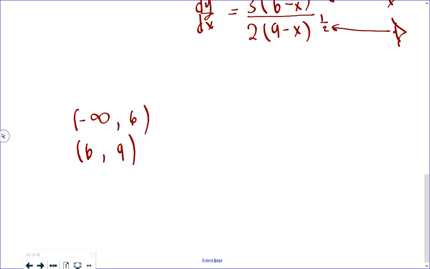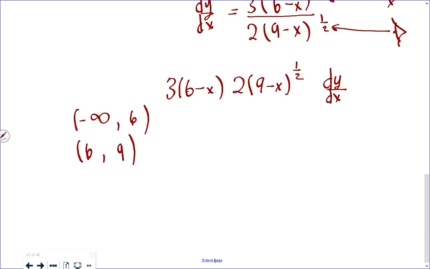Okay? Across the top, we are going to put 3 times 6 minus x and 2 times 9 minus x to the half. I know you know that the derivative is not the product of those things. But if what we're trying to find is whether the derivative is positive or negative, when you divide these factors or multiply them, the rules are the same. If the top is negative and the bottom is negative, the derivative will be positive.